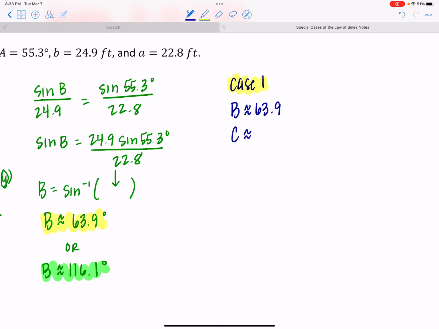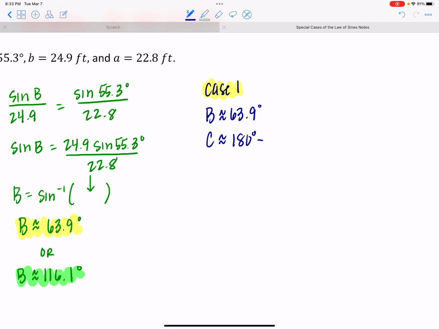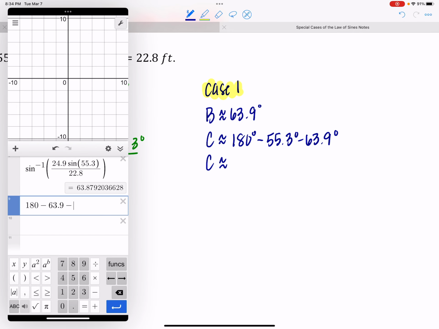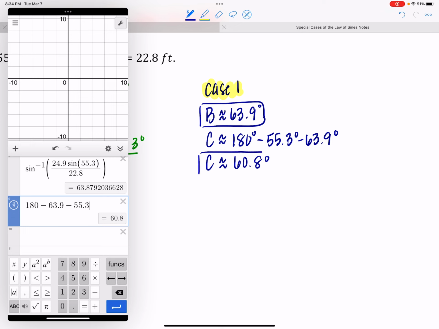I know the last angle in the triangle. We just subtract the 2 we know from 180. So it's going to be 180 minus the 55.3 that was given to us, and now the 63.9 that we have in this case. So we're going to say c is approximately something we're going to get from the calculator. Let's subtract out the 55.3 as well. So we have 60.8 degrees. So I have all three of my angles. Remember, I was given A. I figured out one option for B and then its corresponding value for C.